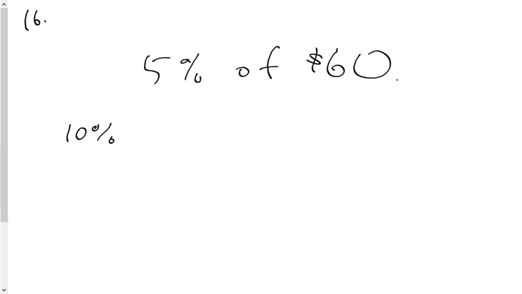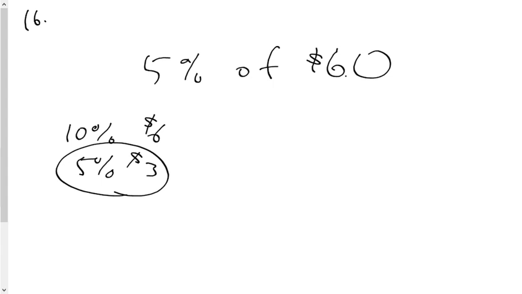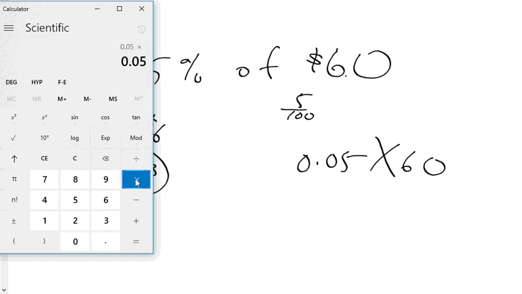Question 16, if we did it mentally, remember 10%, you move the decimal one spot. So if the decimal's here, 10% would be $6. 5% is simply half of 10%, which means 5% is $3. Alternatively, 5% is 5 hundredths, which is 5 hundredths of $60. If you multiplied 5 hundredths by $60, you get $3.